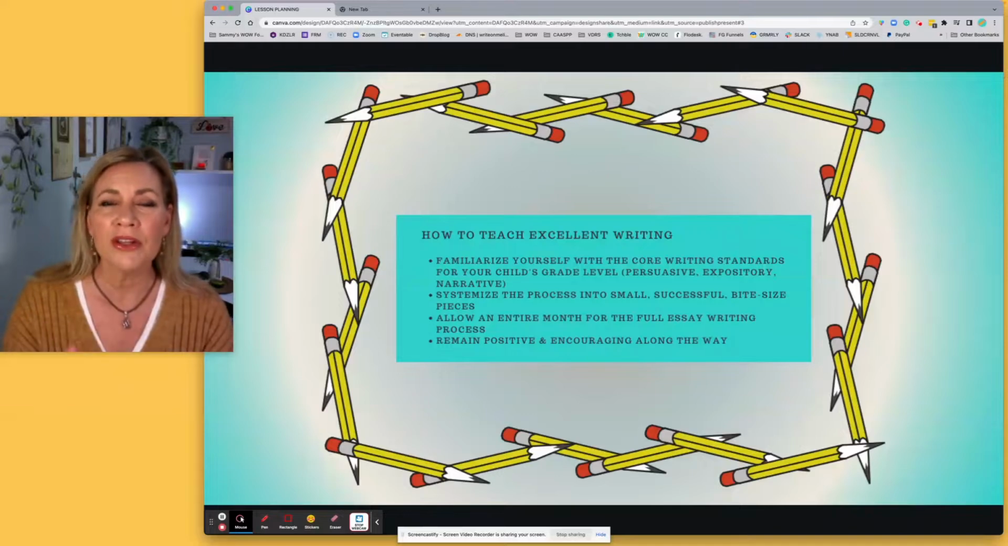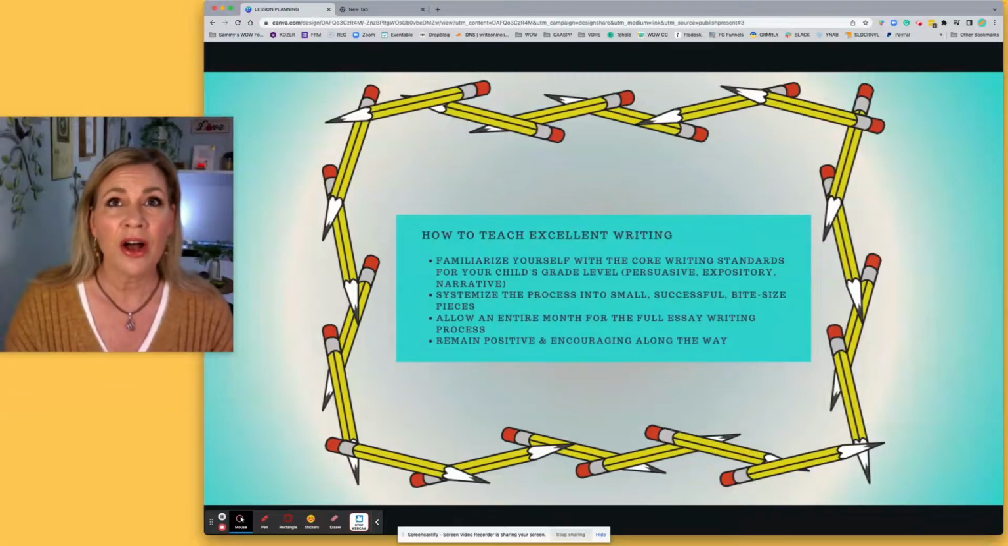Number 1, familiarizing you with the standards. It's really important that you understand what is asked of students that are in elementary and middle school. These actually go beyond those grades into high school, into college, even into career, but it starts in those elementary and middle school years. So I'm going to go over those with you.